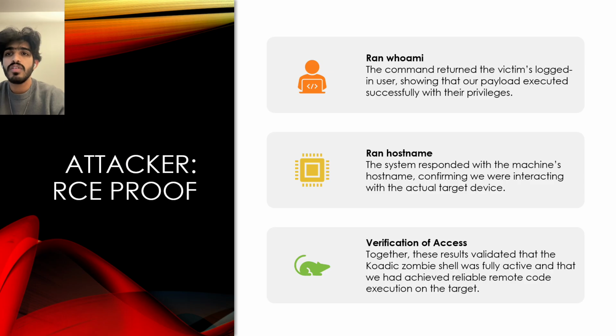RCE proof. To prove the remote code execution, we set up Quadic on the attacker's machine and generated a malicious payload disguised as a legitimate update file. And when the victim executed it, we successfully gained control and confirmed that the exploit chain worked end to end.